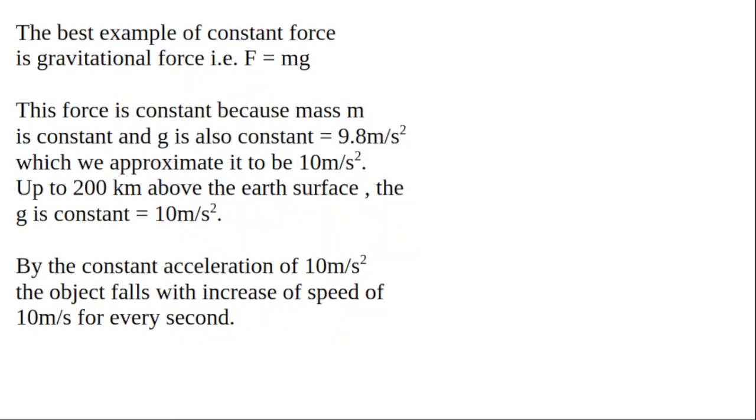The best example of constant force is gravitational force. F is equal to mg. This force is constant because m is constant and g is also constant, equal to 9.8 meters per second squared, which we approximate to be 10 meters per second squared. Up to 200 kilometers above the earth's surface, g is constant. By this constant acceleration, the object falls with an increase of speed of 10 meters per second for every second.